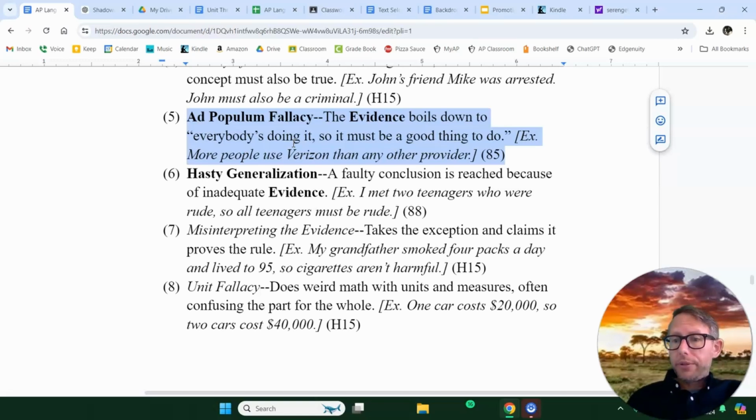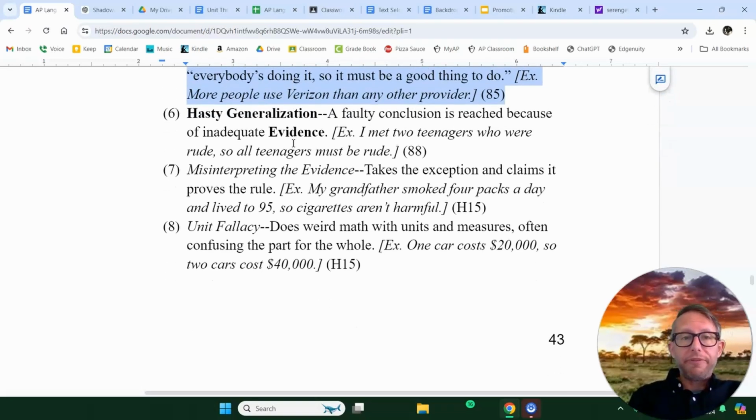Okay, whoop-de-flip-and-do. Okay, so more people use it. That doesn't mean that Verizon's better or has any virtues. It just means that more people use it. That's all that evidence proves. So you want to be careful of the ad populum fallacy.